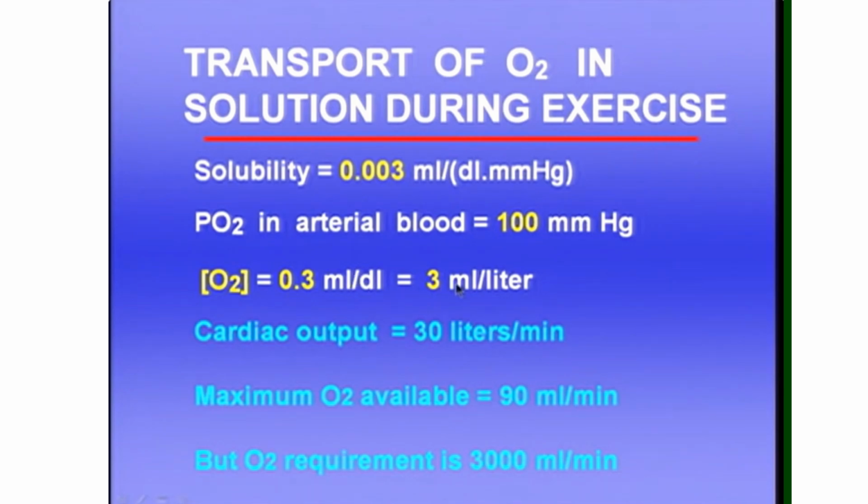Now, suppose the cardiac output during heavy exercise is 30 litres per minute. That means that the maximum oxygen available is going to be 90 mils per minute. However, the tissues require about 3,000 mils per minute of oxygen, 3 litres per minute maximal oxygen uptake. So obviously the oxygen in solution is not sufficient. There's got to be another mechanism for oxygen transport. And of course, as we all know, this is hemoglobin.